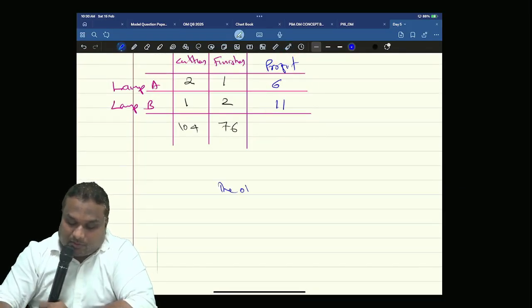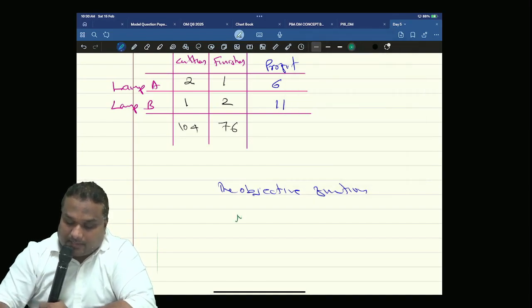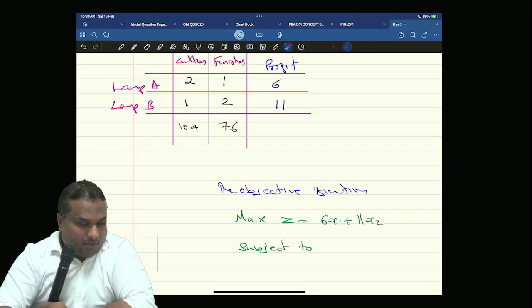Profit. So the objective function is, now tell me, what is the objective function? Maximize z is equal to 6x1 plus 11x2, subject to. What does it mean? Subject to. Now go to lower.